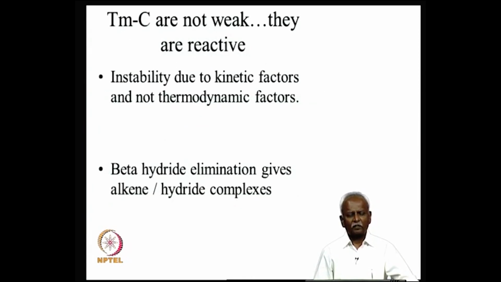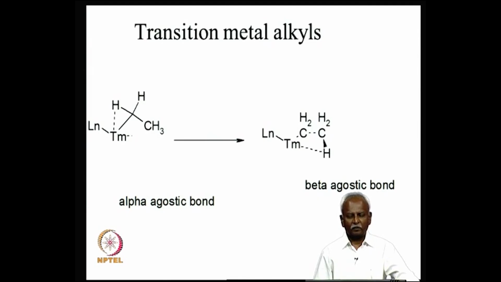So, the transition metal carbon bonds are not inherently weak, they are thermodynamically stable, and the instability is really coming from some kinetic factors. They have a reaction channel which allows them to decompose very readily. Now, since we are going to discuss this reaction fairly extensively later, I will only mention here that as long as you have a beta hydrogen on the carbon attached to the transition metal, you can have an elimination reaction that results in an alkene being formed.